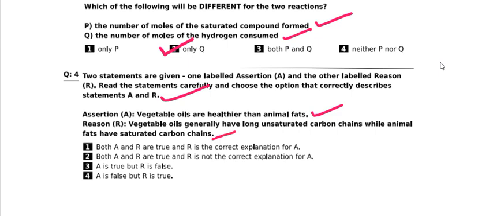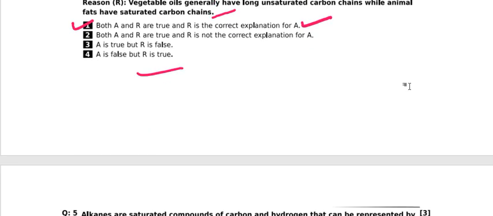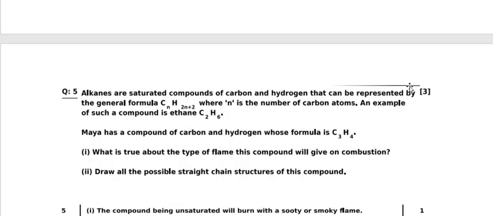So you can go with options 1, 2, 3, 4 that we have been given, right? What should be the correct option for this question? I will go with option A. Both A and R are true and R is the correct explanation of A. So we go with option 1, right? Next question you see on your screen, that is a 3 marks question.